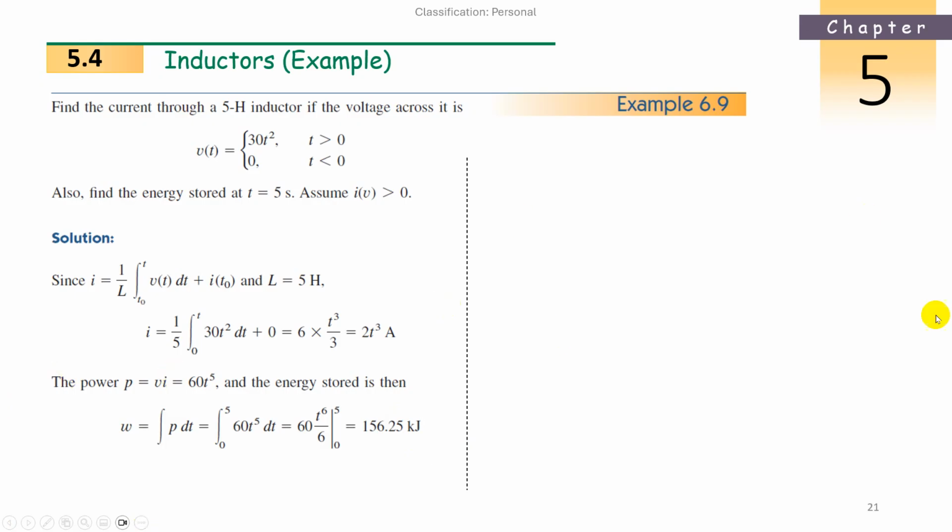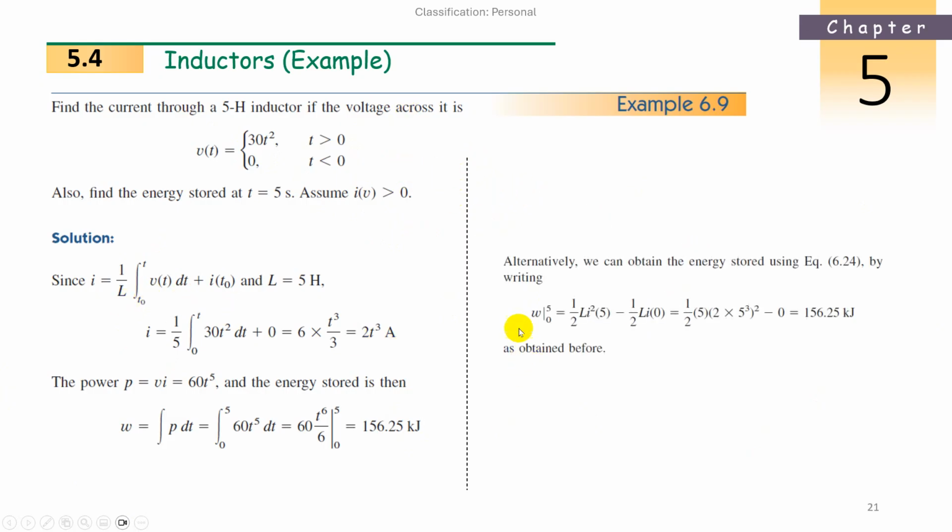Another way is also there. What is another way of finding energy? We have a direct equation. What is that? Half Li square. This is the final equation. No need of any integration, nothing. Just half Li square. Substitute the time 5 seconds. You will get it.